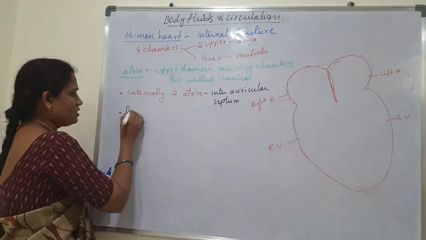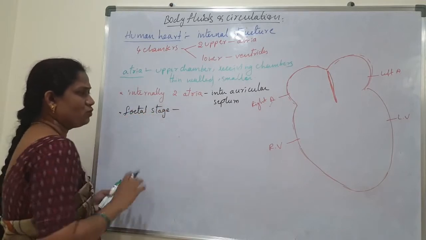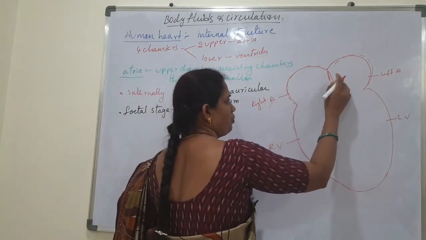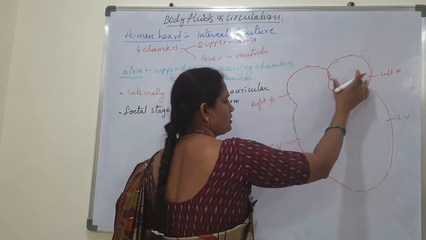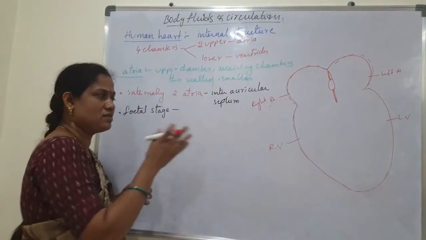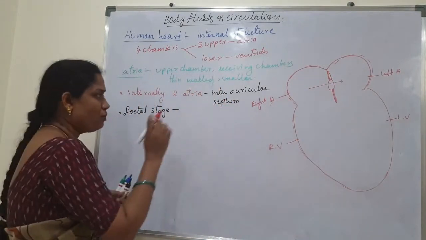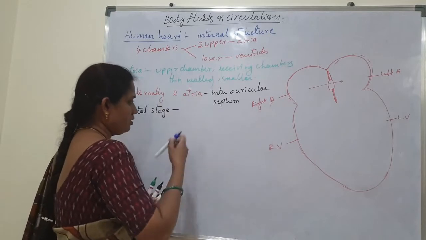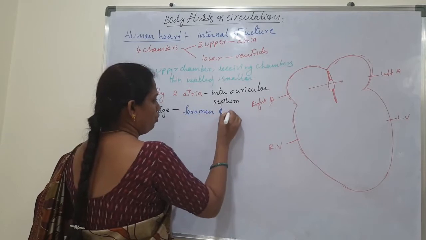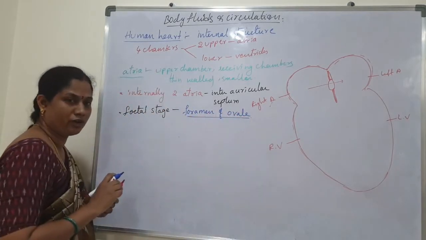Next, in the fetal stage, this interauricular septum has a pore. Through this pore there is a connection between the two auricles. As a result, the blood can pass from the right to the left side. That pore is called the foramen ovale.